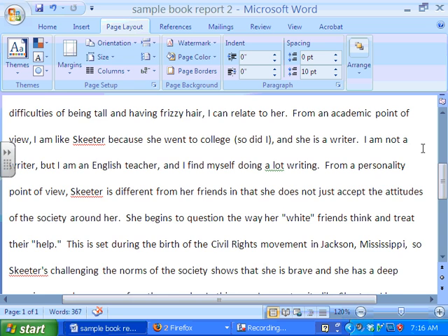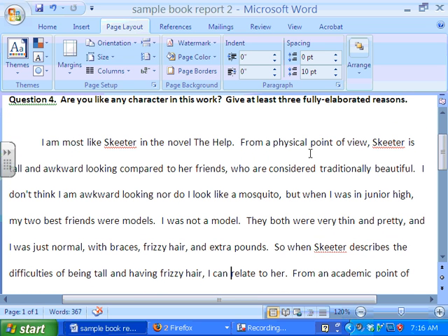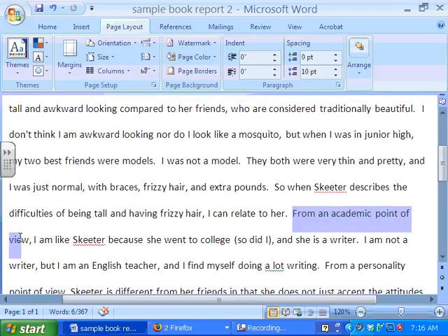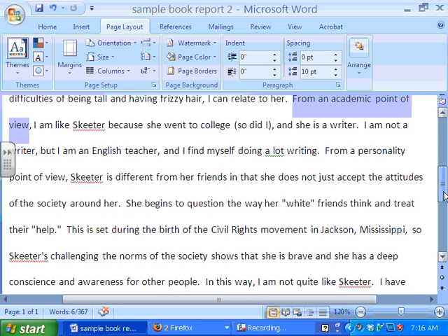From an academic point of view: I decided to use academics as my second reason why I'm like Skeeter. Notice here I said from a physical point of view, and I mimicked my own transition here with from an academic point of view. I am like Skeeter because she went to college, so did I, and she is a writer. I am not a writer, but I am an English teacher, and I find myself doing a lot of writing.